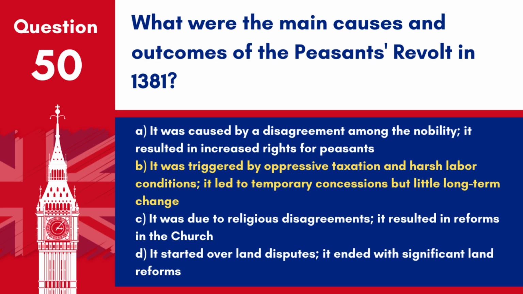Answer B. It was triggered by oppressive taxation and harsh labor conditions. It led to temporary concessions, but little long-term change. The Peasants' Revolt of 1381, one of the first large-scale popular uprisings in England, was driven by grievances over socio-economic and fiscal pressures, although it ultimately resulted in limited lasting reforms.